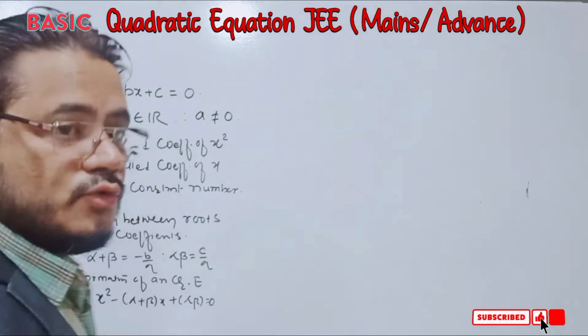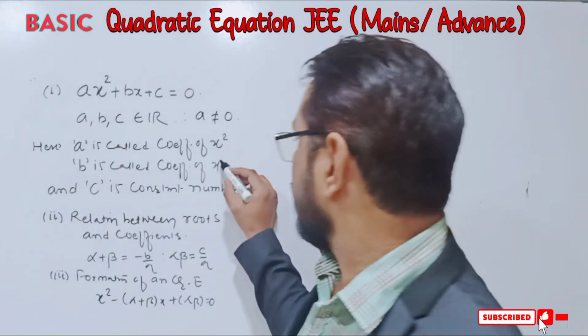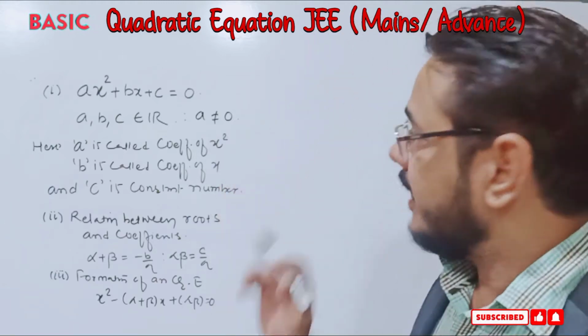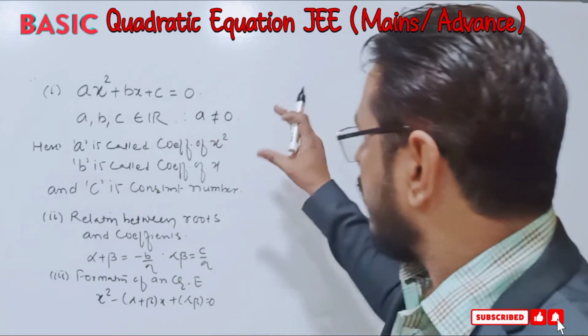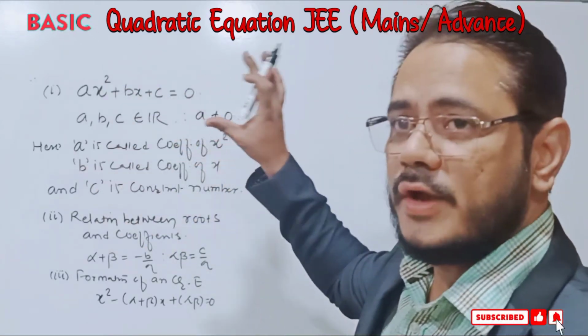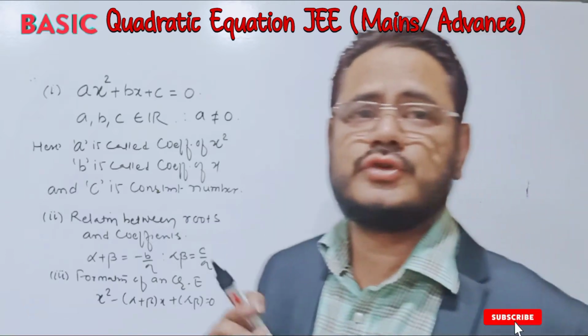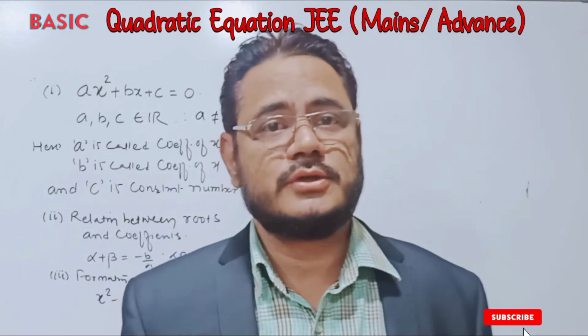Now here a is called the coefficient of x square and b is called the coefficient of x, where c is any constant number. So in short, this is the general form of quadratic equation: ax square plus bx plus c equals to 0. Always remember the general form of quadratic equation.